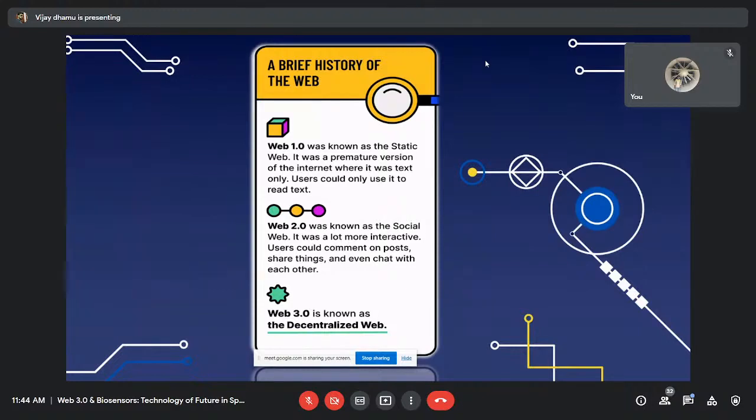So that was called web 1.0, and then came web 2.0. Web 2.0 was known as the social web. What we see today, or a few years back, like Facebook, Twitter, Instagram, they were all a product of web 2.0, where the user can share or interact with the content on the web. And web 3.0, which is coined as the decentralized web, we'll be talking about separately.